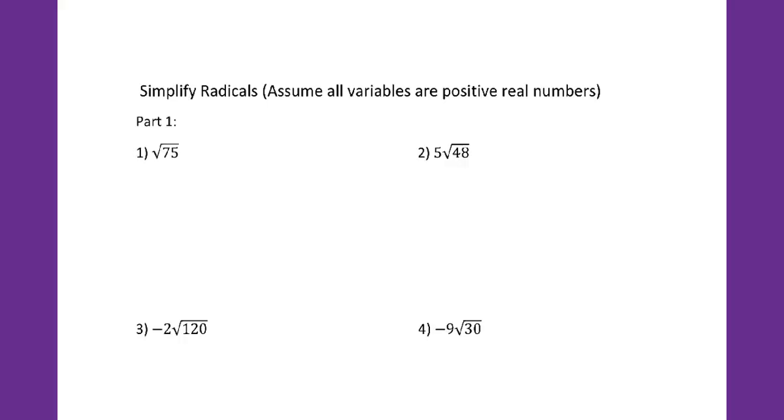Today's lesson is about simplified radicals. Assume all variables are positive real numbers. For part 1, you can see this is all square roots, and there are no variables, only numbers. So let's get started with some simple number squares.